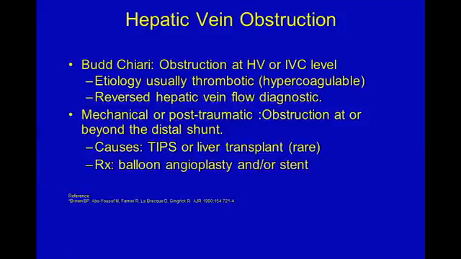Now, when the hepatic veins are obstructed, it's usually due to thrombosis, and if you see reversed hepatic vein flow, that's diagnostic. We also can cause hepatic vein obstruction from, for example, a TIPS shunt or even liver transplant. Fortunately, that's rare. If we have a mechanical cause, such as a TIPS or liver transplant stenosis, we can actually balloon angioplasty that or stent it.